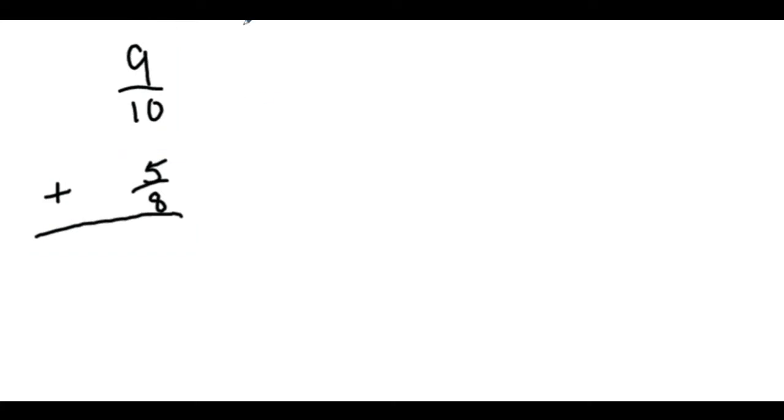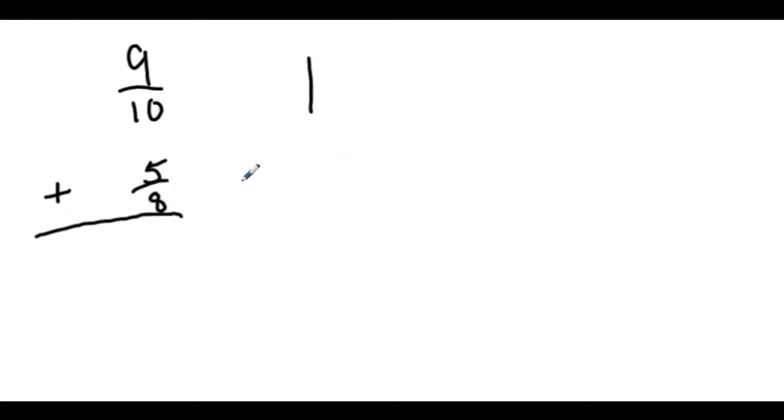Now we're ready to estimate. We take a look at the first one, 9/10. The numerator 9 and the denominator 10. Compare them. 9 is very close to 10, much closer to 10 than it is to halfway between 0 and 10. So we can rewrite it as 1 whole. 9/10 is very close to 1 whole.